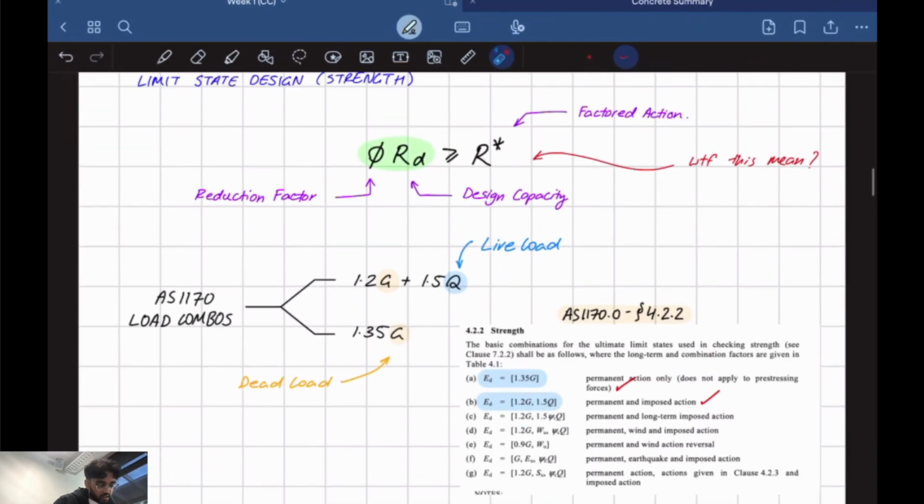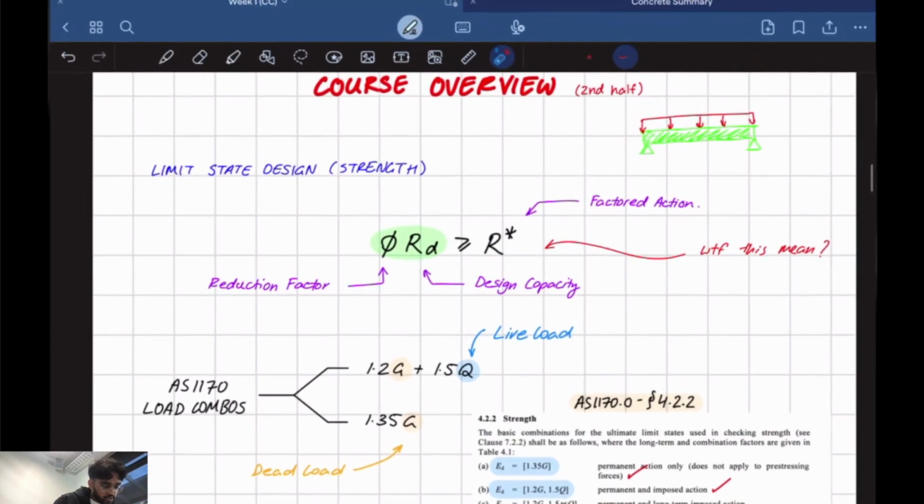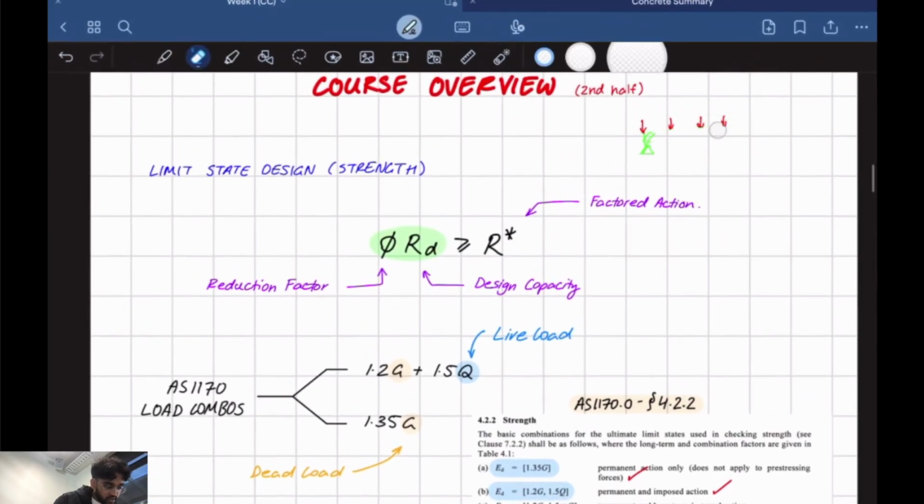Okay, good. I've explained what this means. That's the overarching theme of structural engineering: we're taking a look at the design capacity of our structure and what's acting on it.